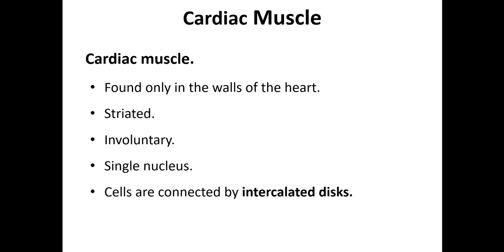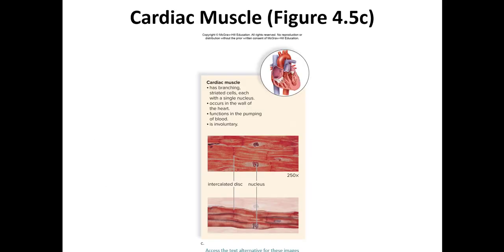Cardiac muscle is found only in the walls of the heart. It is striated, involuntary, contains a single nucleus, and the cells are connected by structures called intercalated discs. Over here is a picture showing you the cardiac muscle. You can see the branching of the striated cells, and how they're glued relatively close together.